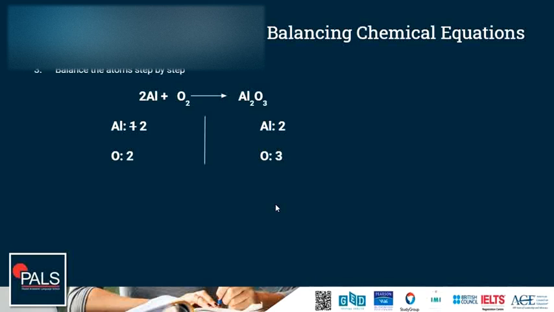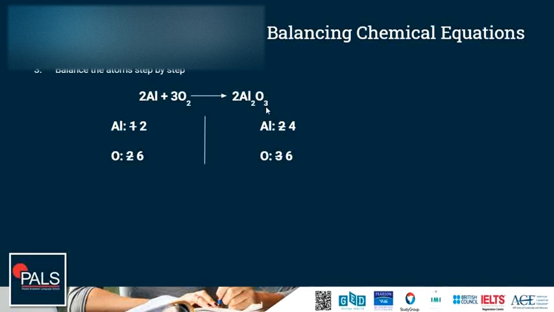So instead we have to make the oxygen on the right side an even number. The only way of doing that is changing the coefficient in front of aluminium oxide to 2. That will give us 6 oxygen atoms on the right. And don't forget about the aluminium now. If you add a coefficient in front of aluminium oxide, we now have 4 aluminium atoms. 2 times 2 and 2 times 3.